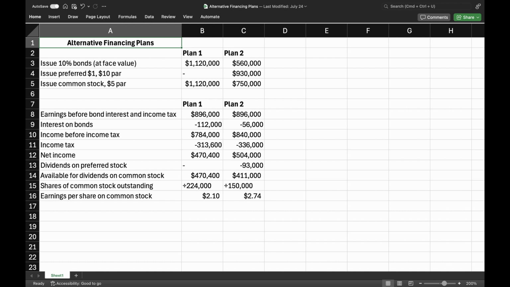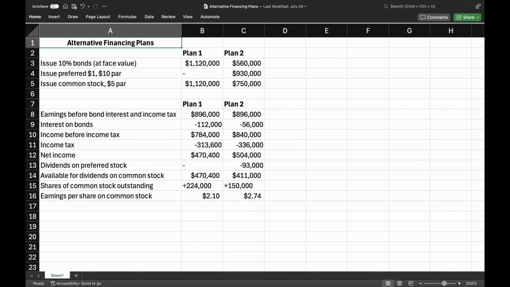Plan 1 is issue 10% bonds at face value, $1,120,000. Issue preferred $1 $10 par, no entry. Issue common stock, $5 par, $1,120,000.